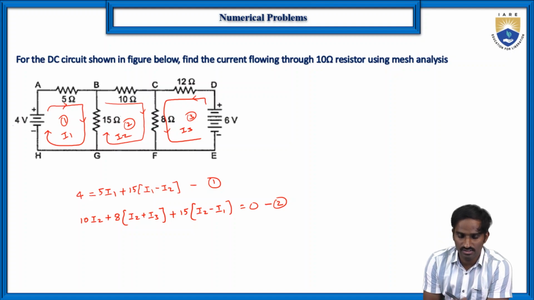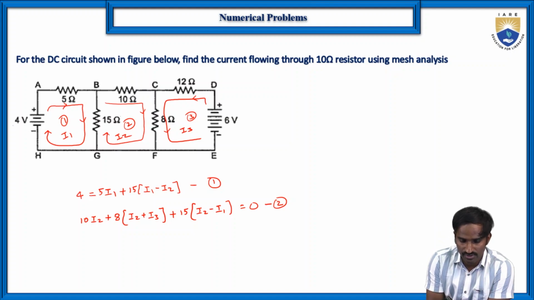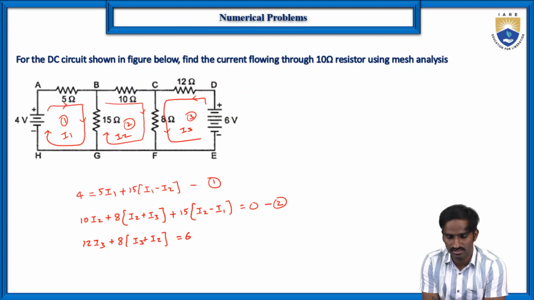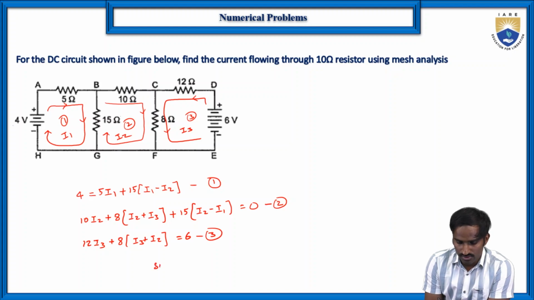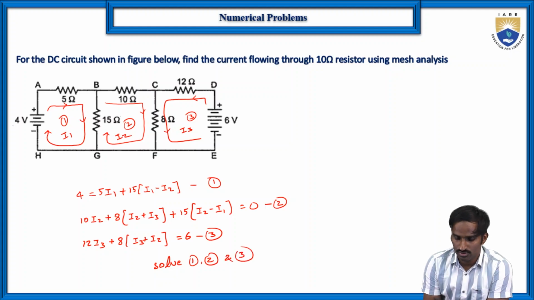Similarly for the third equation, let us start with 12 into I3, plus 8 into I3 plus I2, because I3 and I2 are in the same direction, which is equal to 6. Let us consider this equation number 3. Then solve equations number 1, 2 and 3, so that we can find the values of I1, I2 and I3.